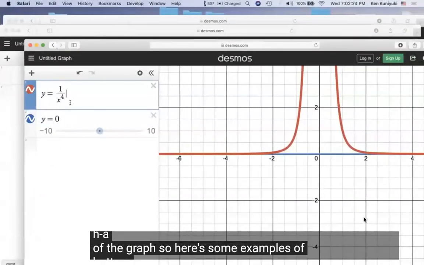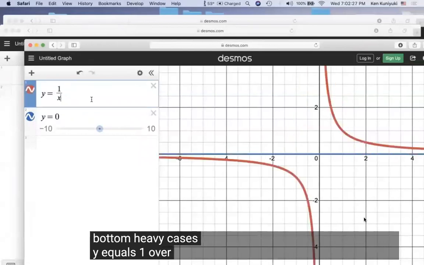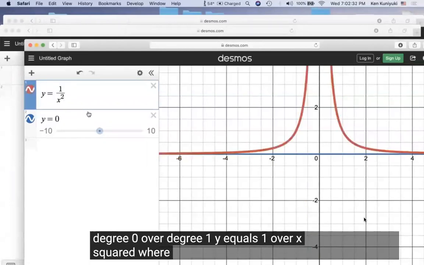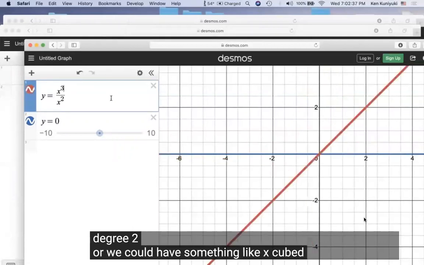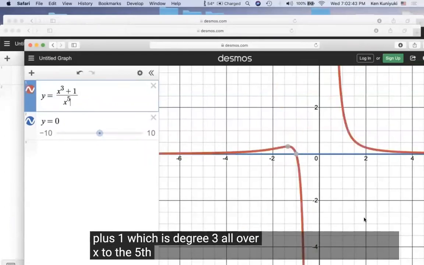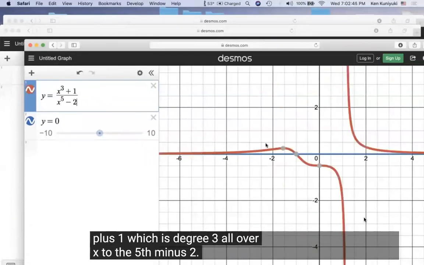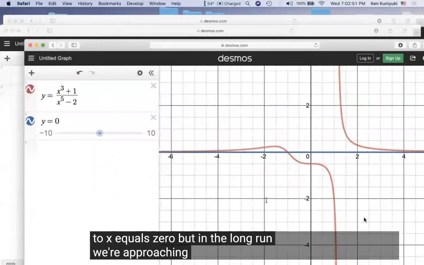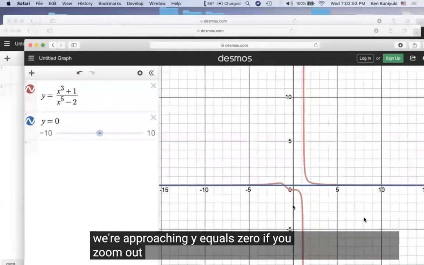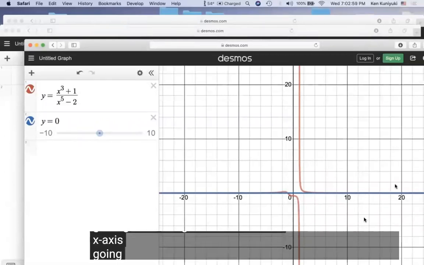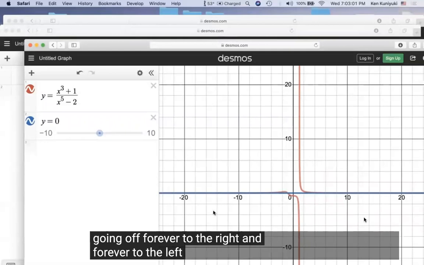So here's some examples of bottom-heavy cases. Y equals 1 over x, where we have degree 0 over degree 1. Y equals 1 over x squared, where we have degree 0 over degree 2. Or we could have something like x cubed plus 1, which is degree 3, all over x to the 5th minus 2. Now, the graph seems pretty messed up, close to x equals 0, but in the long run, we're approaching y equals 0. If you zoom out, we're basically getting something that looks like the x-axis going off forever to the right and forever to the left.